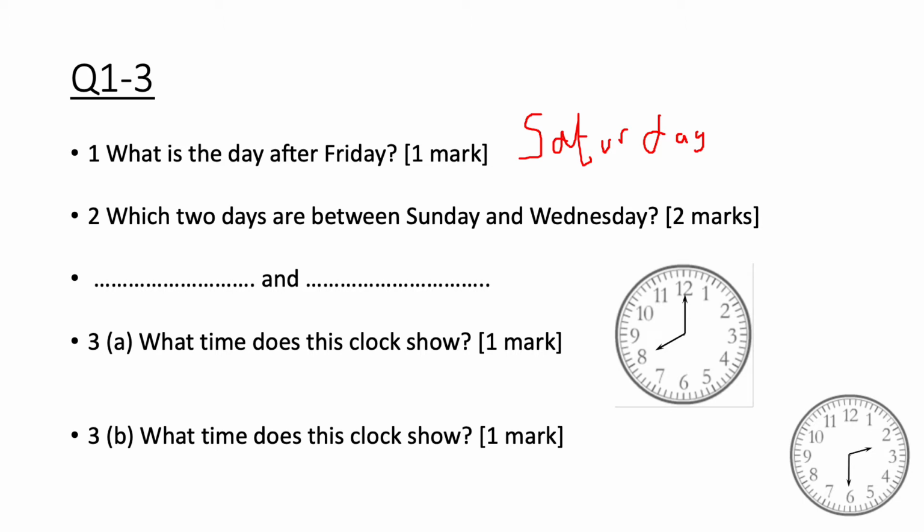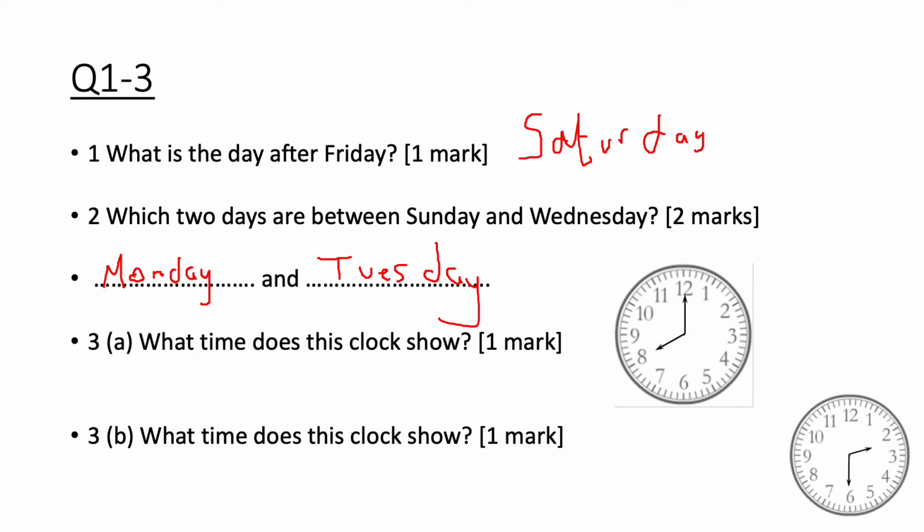Okay, question number 2. Which 2 days are between Sunday and Wednesday? Well, after Sunday is Monday, and after Monday it is Tuesday. So these 2 days are in between Sunday and Wednesday. So it goes Sunday, Monday, Tuesday, Wednesday, and then it goes Thursday, Friday, Saturday, Sunday, and then it repeats the cycle again.